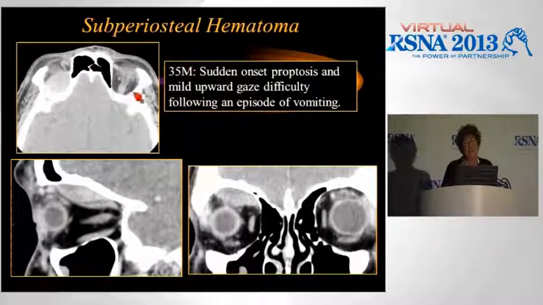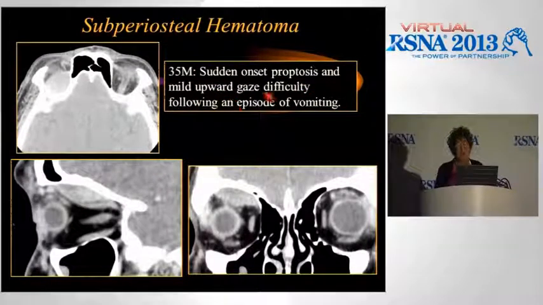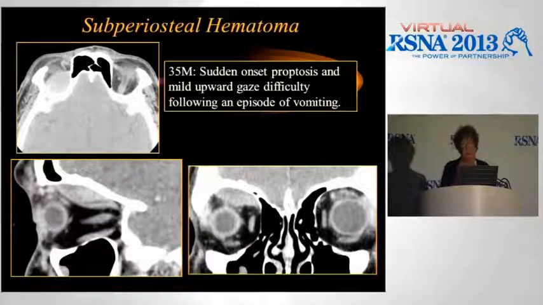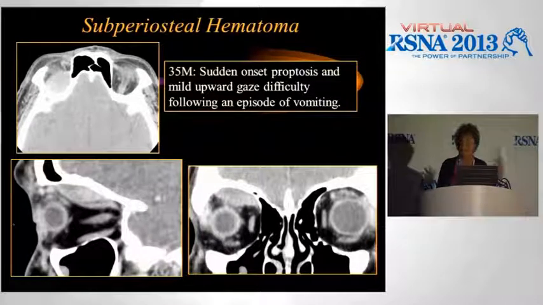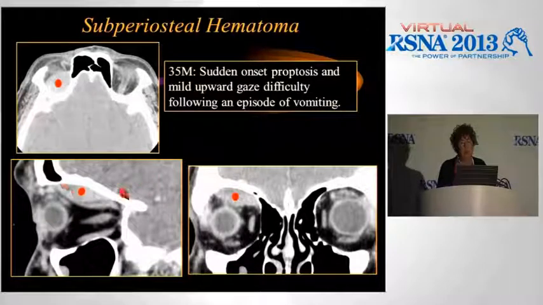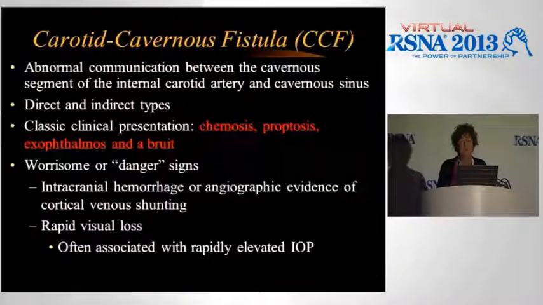Here's another one. Now, this is a very interesting history. Severe onset of proptosis and upward gaze deficit following an episode of severe vomiting. This is non-traumatic unless you consider vomiting trauma, but this is a pretty serious sequela to a bad emesis. And so here again you see orbital roof, and it's displacing the levator palpebrae and superior rectus muscle inferiorly.